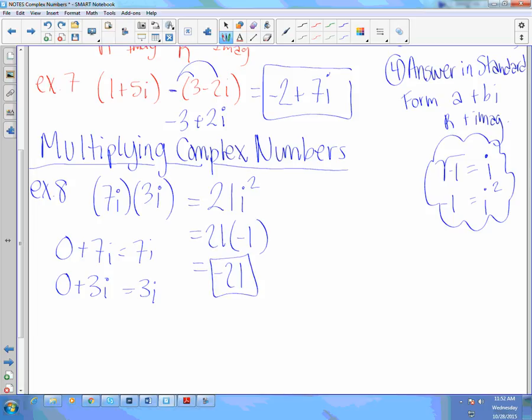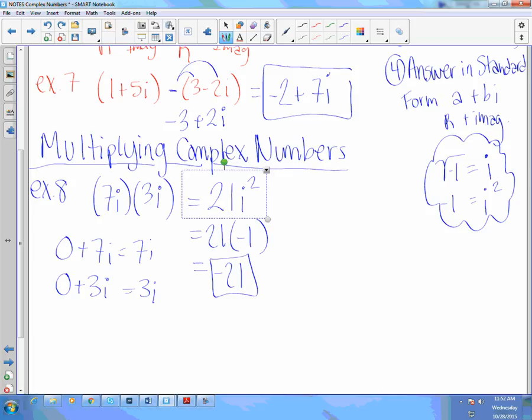You can never, ever, ever leave an i squared in your answer, or any i's to the even power, because i squared is actually a real number. So that's interesting. An imaginary number times an imaginary number is not imaginary. It is real. Imaginary times imaginary is not imaginary. It is real. The i squared is a real number, negative 1.